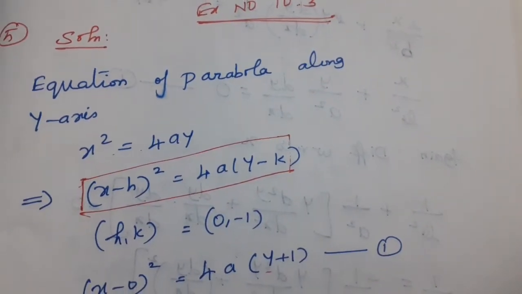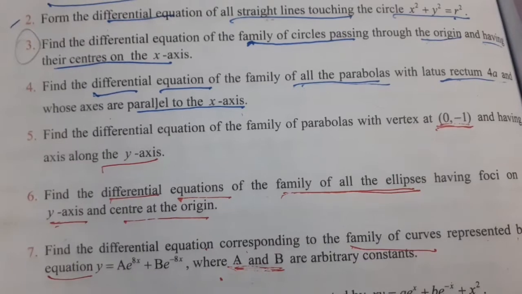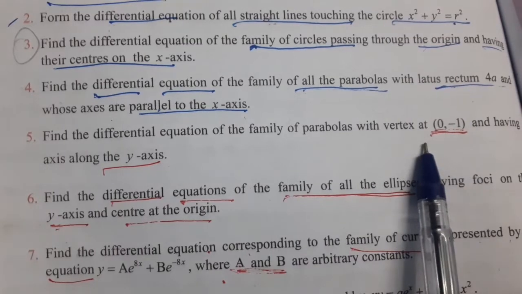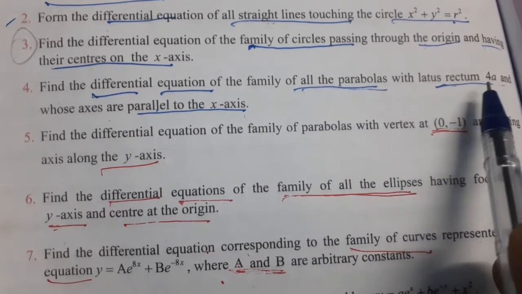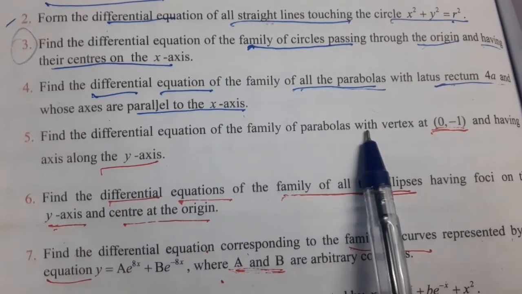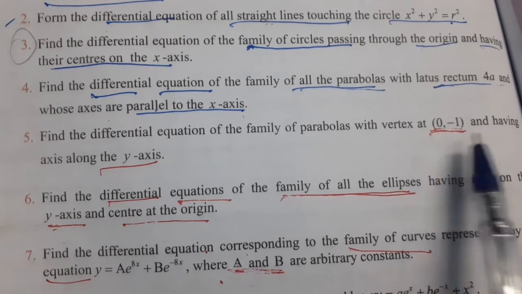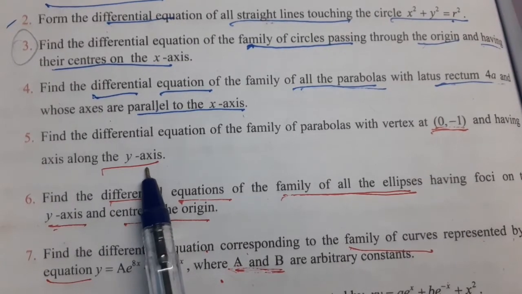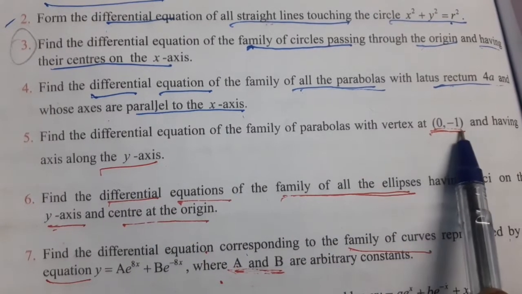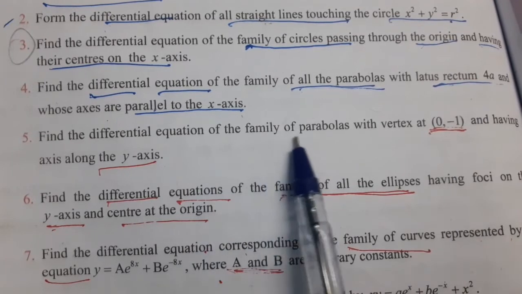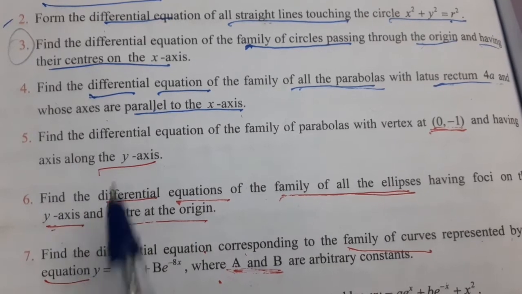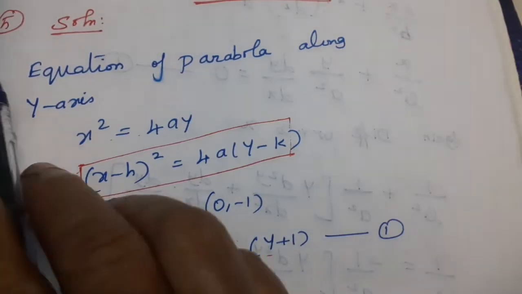Next we are going to see question number 5. Find the differential equation of the family of parabola with vertex... Before, the question was the family of parabola with latus rectum 4a and whose axes are parallel to the x-axis. Here, what is the question? Find the differential equation of the parabola with vertex at (0, minus 1) and having axis along the y-axis. Before, the sum was x-axis; here it is the y-axis passing through the vertex. The vertex is also given, (0, minus 1). So find the differential equation of the family of parabola with vertex (0, minus 1) and having axis along the y-axis.